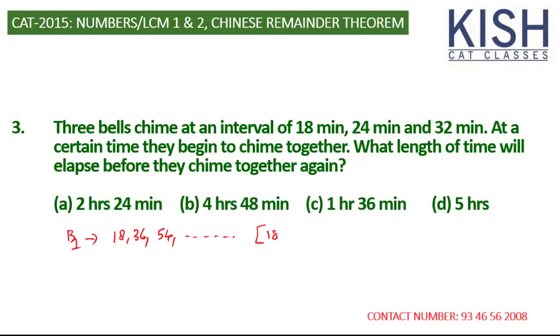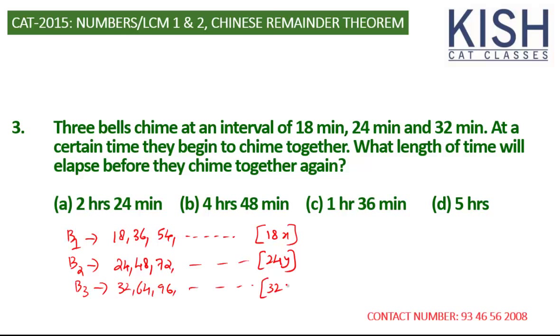So this is the format 18x. Bell number 2 chimes at 24, 48, 72 and so on. So this is like 24y. Now the final one, bell number 3, chimes at an interval of 32: 32, 64, 96 and so on. That's going to be 32z. So we just need to find the common term of all these arithmetic progressions.